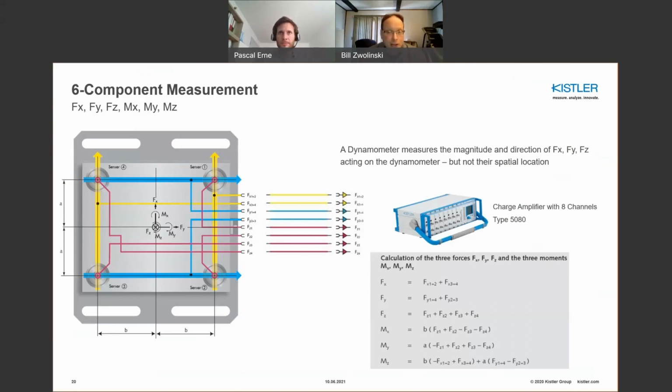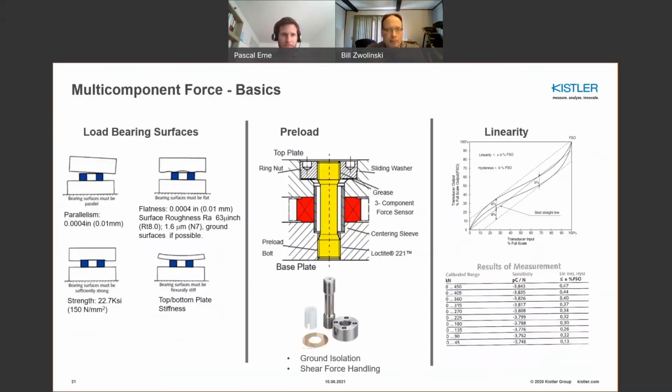That charge amp actually has a summing calculator, which outputs 6 analog signals, plus or minus 10 volts in span, implementing those equations in hardware. So there are many ways to go about it, but I'll say that technique is often used when you start measuring forces and moments in your measurements.